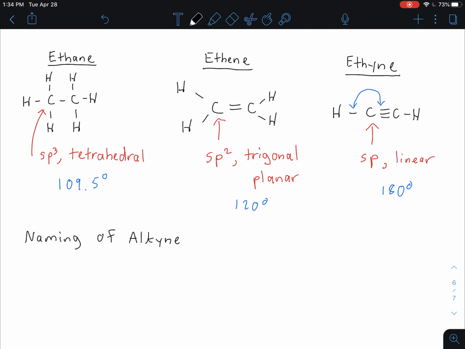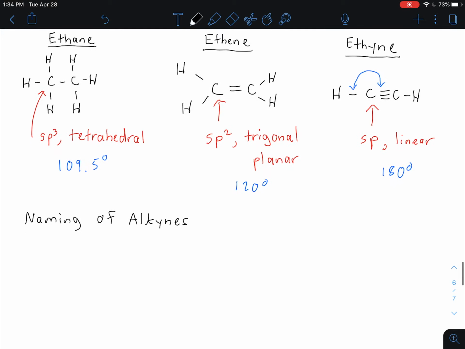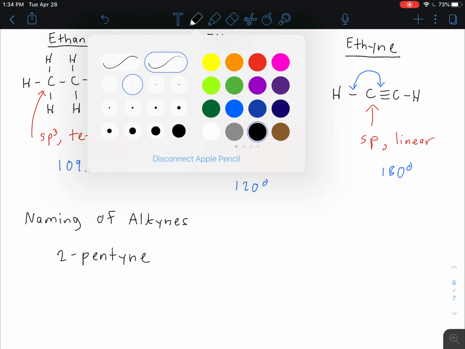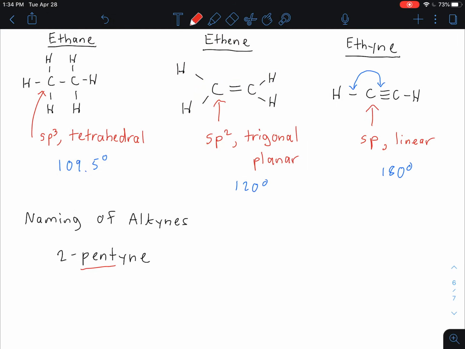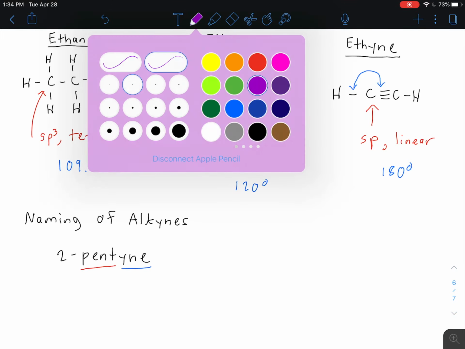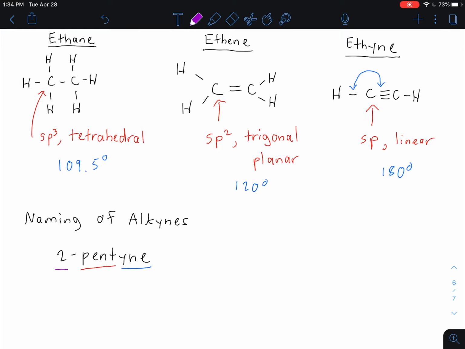So the naming of alkynes pretty much works the same way. We'll use the parent name to indicate the total number of carbons, YNE ending to indicate the presence of a triple bond, and then a number to talk about where it's going to be located. So for example, if I had 2-pentyne, then the pent tells me it's a 5 carbon chain. YNE tells me there's a triple bond, and the 2 tells me the triple bond is located at carbon 2.